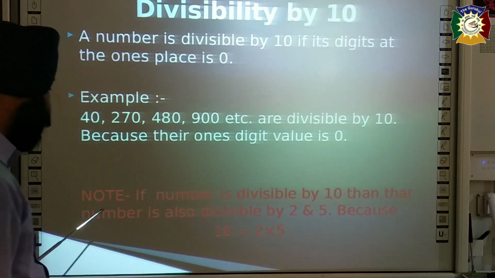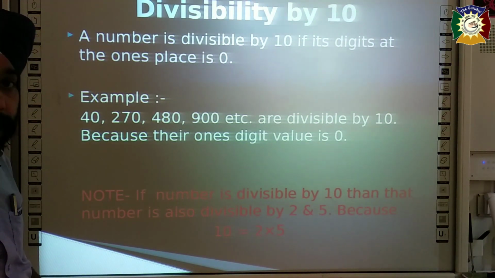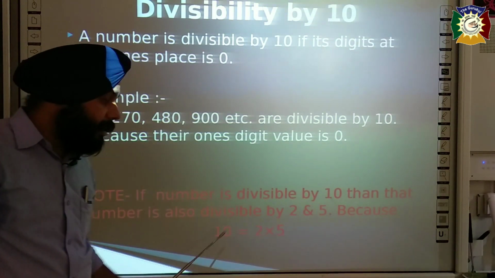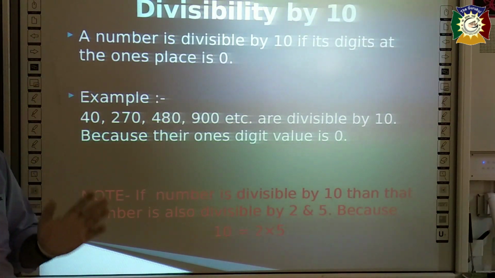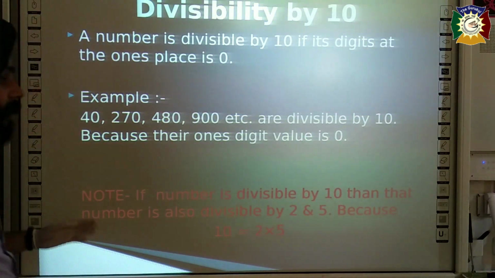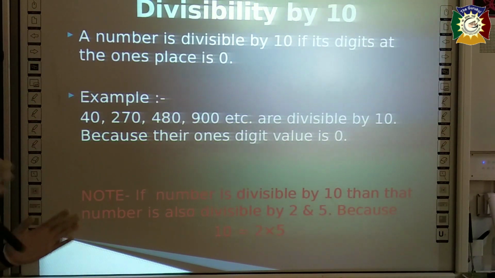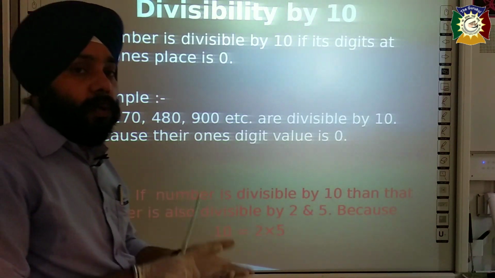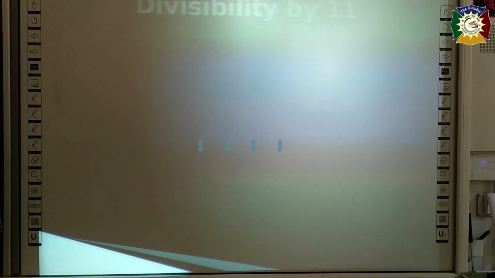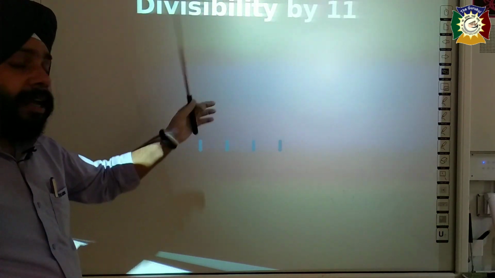Then we can say that a number is also divisible by 2 and 5, because the factors of 10 are 2 and 5. So if a number is divisible by 10, then that number is also divisible by 2 and 5. Now, next slide. That is our divisibility rule by 11.